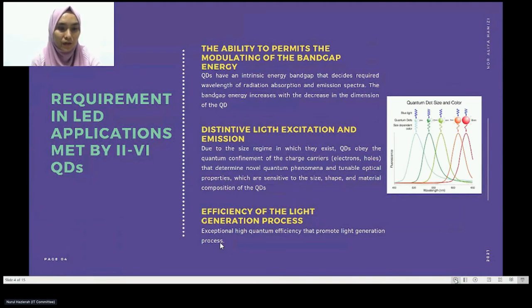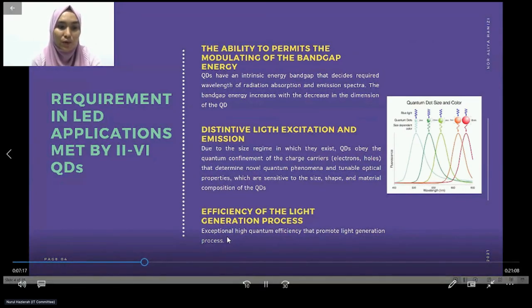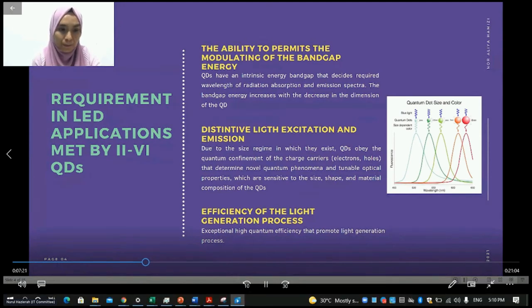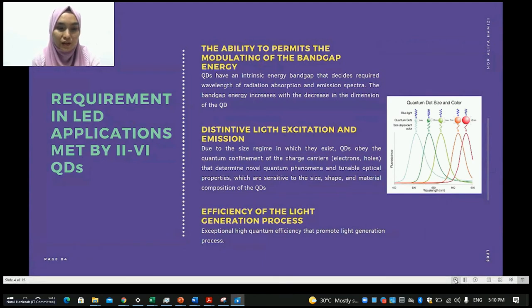First is the ability to permit modulation of the band gap energy. This group of quantum dots has an intrinsic energy band gap that decides the required wavelength of radiation absorption and emission spectra. The smaller quantum dot results in a broader band gap structure and vice versa. And the color of light which the quantum dot emits is directly connected to its size. The bigger dot causes longer wavelength, lower frequency, and redder light, while the smallest dot produces shorter wavelength, higher frequency, and bluer light. It also possesses distinctive light excitation and emission which obey the quantum confinement effect. It has high efficiency of light generation, an exceptionally high quantum efficiency that promotes the light generation process.